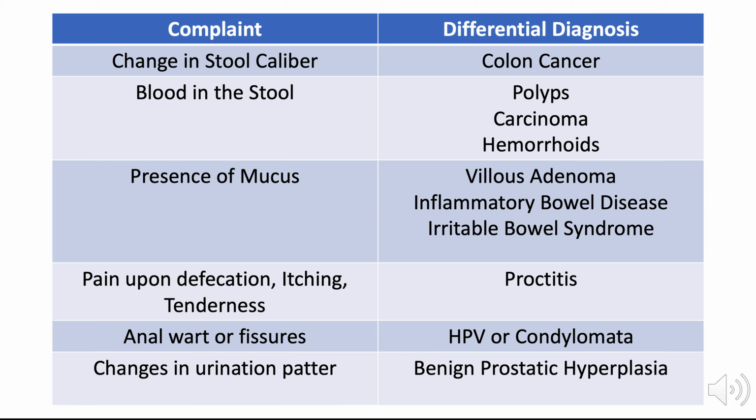The presence of anal warts or fissures would tell you that the patient has human papillomavirus or condylomata and syphilis. And lastly, changes in the pattern of urination would suggest benign prostatic hyperplasia that would need further examination and queries to quantify severity and guide the management of that patient.